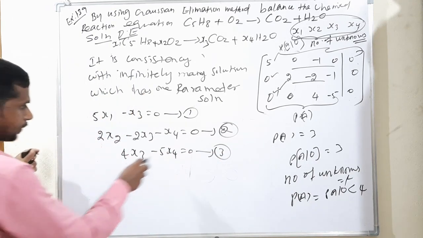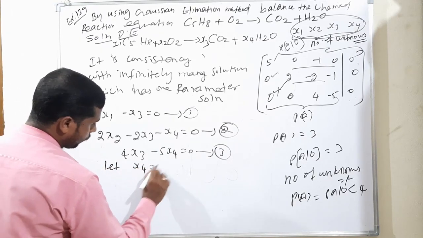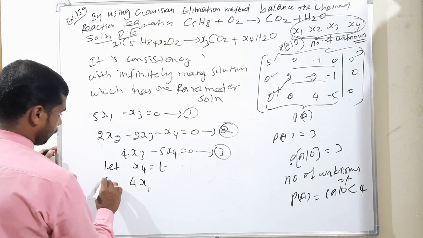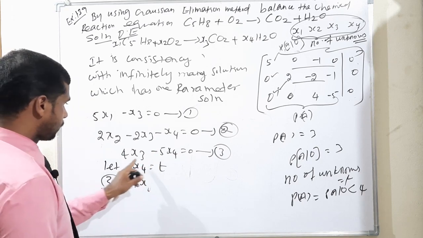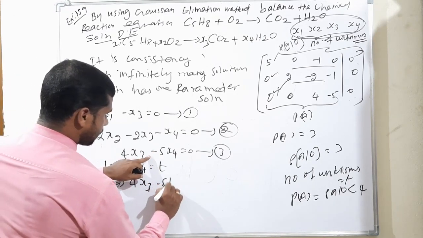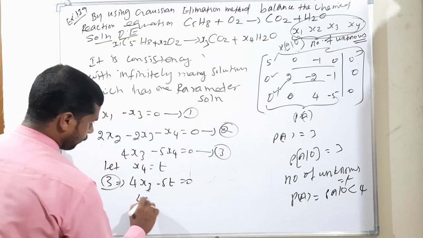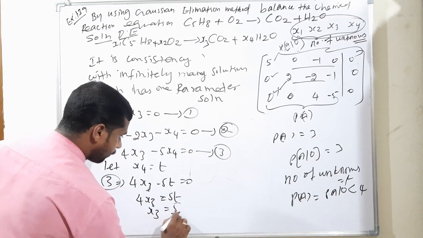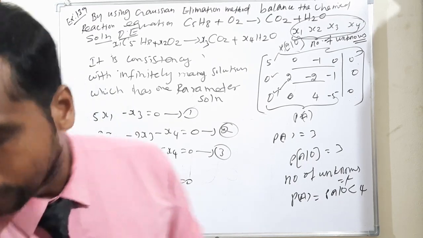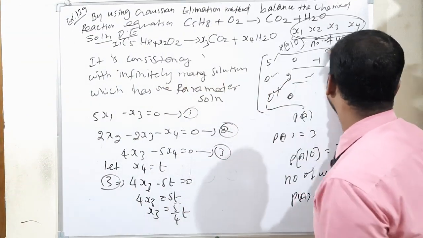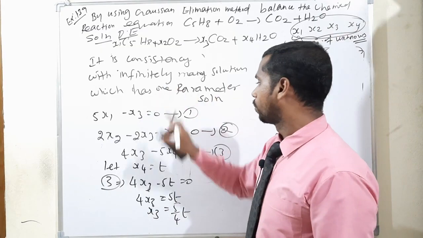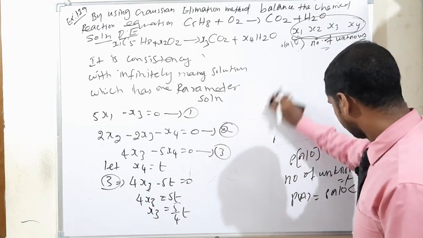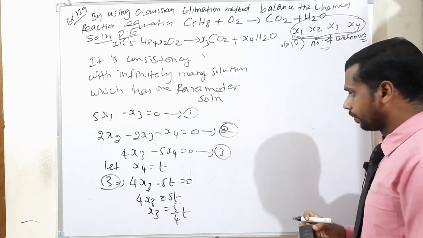So, let x4 be t. Then, from equation 3, what will happen? 4x3 minus 5t is equal to 0. Therefore, 4x3 is equal to 5t, so what is the value of x3? 5 by 4 into t. Okay, x4 we have considered as t, because we have taken one parameter, which gives a one-parameter family of solutions, considering only one constant. So x4 is equal to t.